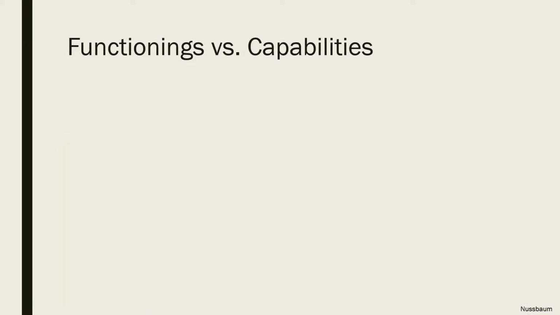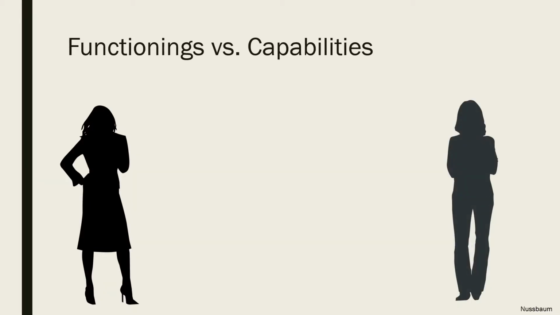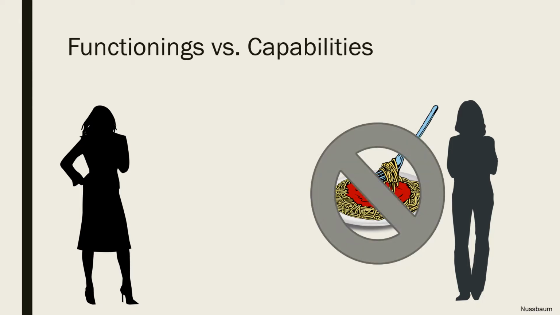Let us give you an example. Let us look at two individuals. If both of these individuals are starving, that is their functionings. However, if one of the two is fasting for a religious holiday, he or she has the capability to be nourished, but chooses not to be. Conversely, if the other does not have the means to properly nourish him or herself, he or she does not have the capability to be nourished. In this example, the first individual would not be considered poor, while the second would.